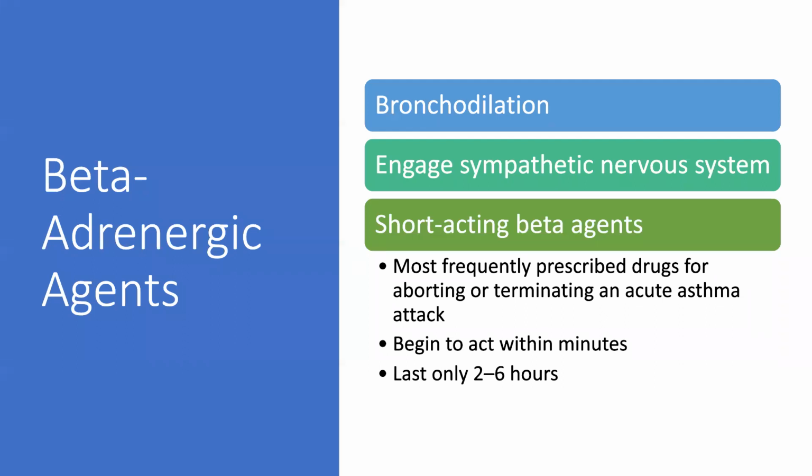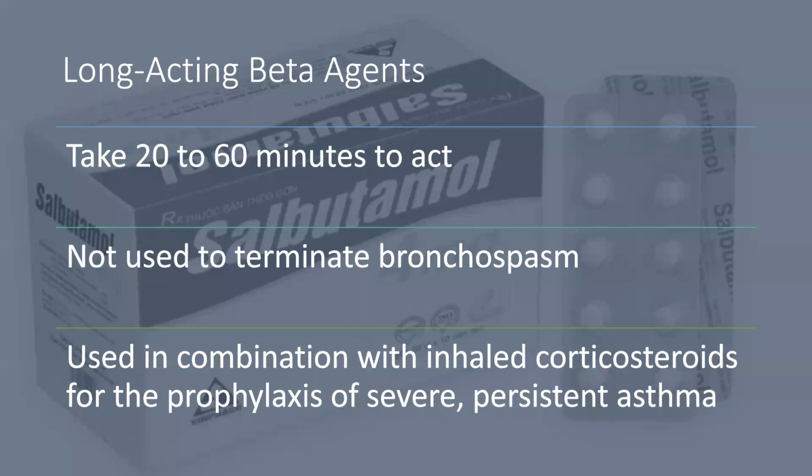Then beta-adrenergic agents cause bronchodilation. They engage the sympathetic nervous system. One is the short-acting beta agents. They're the most frequently prescribed drugs for aborting or terminating an acute asthma attack. And why? Because they begin to act within minutes and last only 2 to 6 hours. When we talk about long-acting beta agonists, they take 20 to 60 minutes to act, so they are not used to terminate bronchospasm. They are always used in combination with inhaled corticosteroids for the prophylaxis of severe persistent asthma.